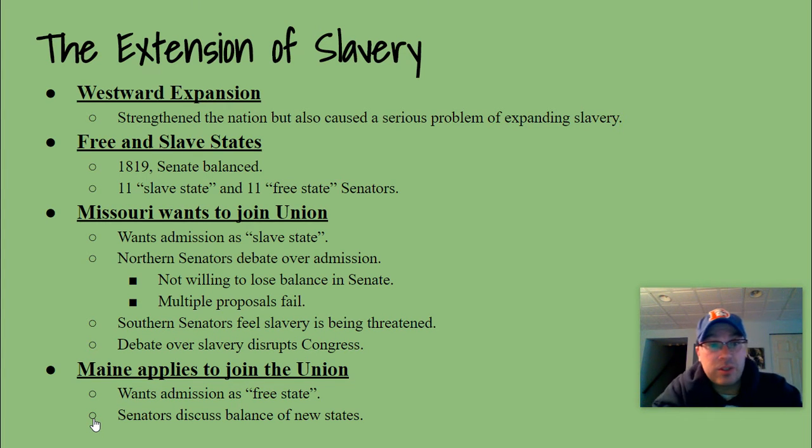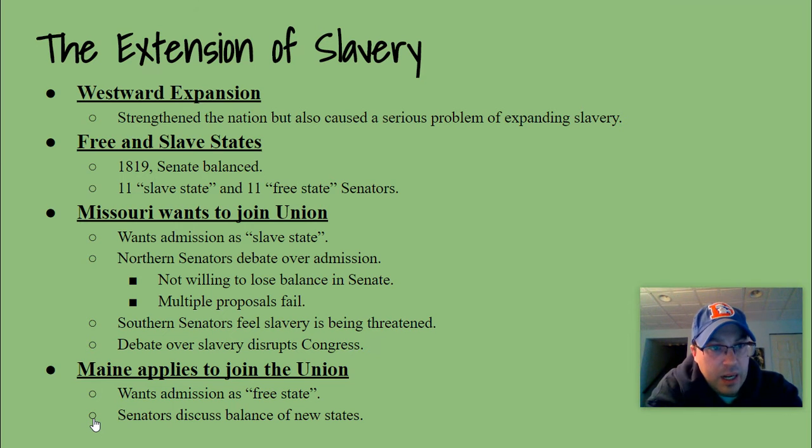Okay, the Southern senators feel, during this whole process of Missouri trying to get admitted, that slavery is finally being threatened. Up until this point, they knew that it would probably be an issue down the road, but now they feel that it is threatened and that their way of living, right, and their workforce is going to be disrupted. So the debate over slavery continues through Congress as Missouri is trying to become a state in our nation.